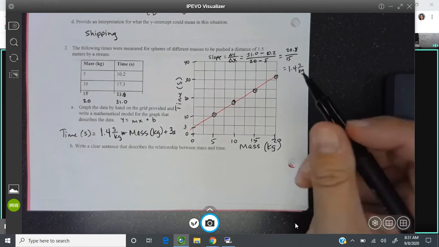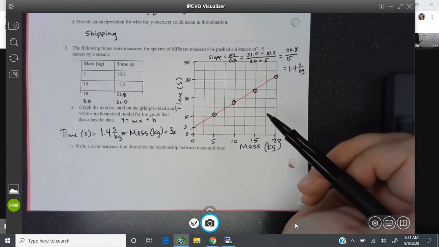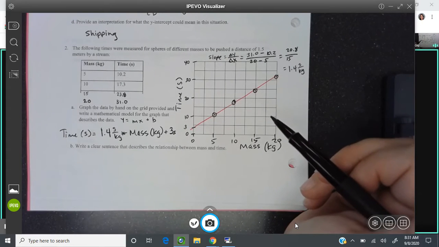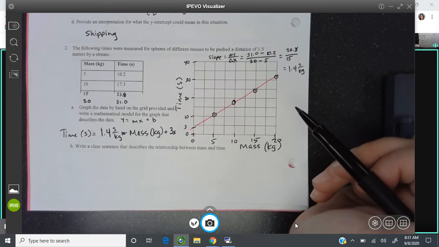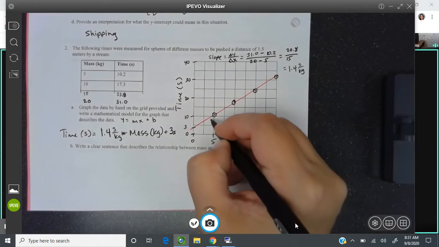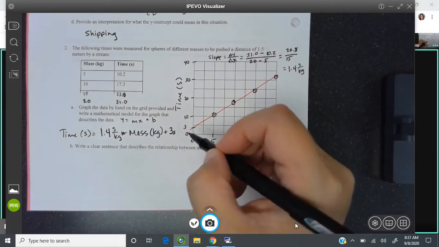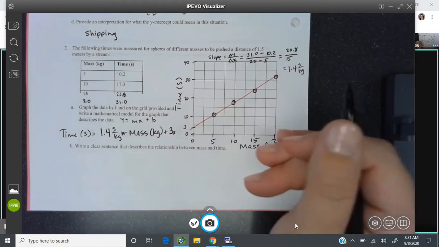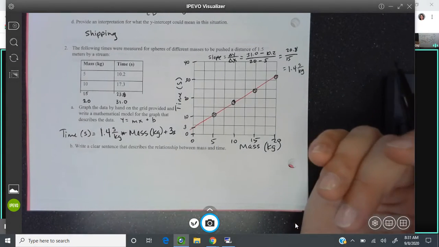Can you think of something that would have a very, very small mass as a sphere? How about a ping pong ball? What if we measured the mass of a ping pong ball and then threw that in there, and that would tell us what happens down here? Because I'm unconvinced that it would take 3 seconds for something with no mass to travel. But maybe that's telling us about the speed of the water.